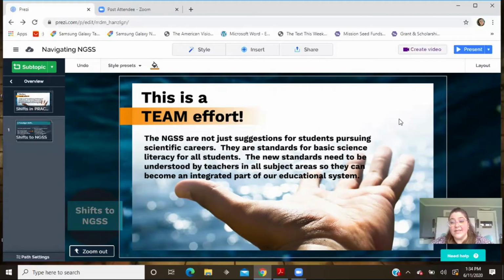And the NGSS is not just supposed to be for students who are going to be science majors or engineers or math majors. This is a basic literacy that all people should have by the time they graduate from high school in science. So because of that, all teachers need to understand this, whether they're a science teacher or not. They need to be thinking about how these ideas go together and what's their part in providing an integrated curriculum to students so that they can be ready for a world that we don't yet live in.